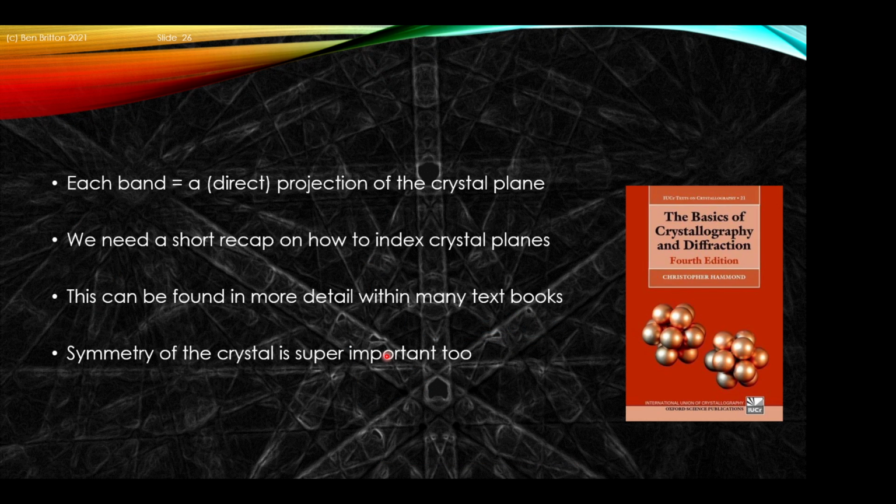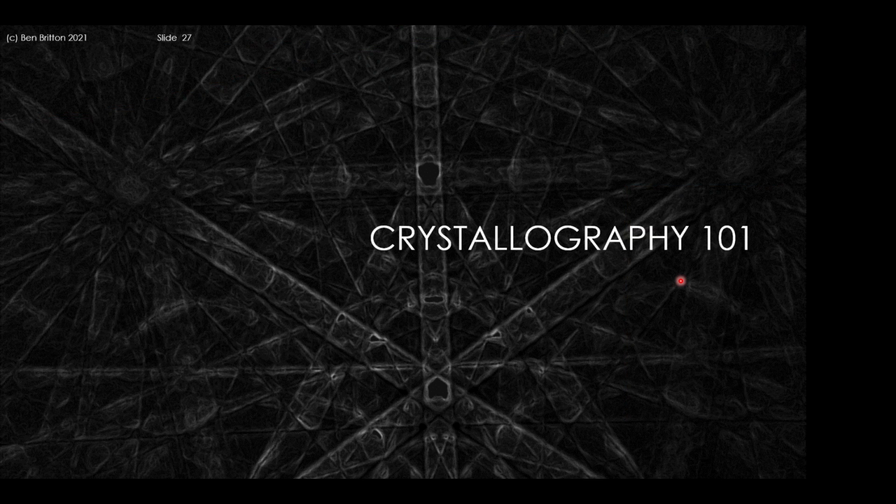Now, in order for us to do this, we have to recall that each band is a direct projection of the crystal lattice plane, and therefore it's useful for us to have a quick recap on how to index crystal planes. There are many textbooks that will describe this far better than I will here, but I just want to make sure you have some basic understanding to move forward. Another important aspect is that symmetry in the crystals is super important, and so we'll discuss that briefly in this component. A book I can strongly recommend is the Basics of Crystallography and Diffraction by Christopher Hammond, that has a lot of these ideas presented in it.